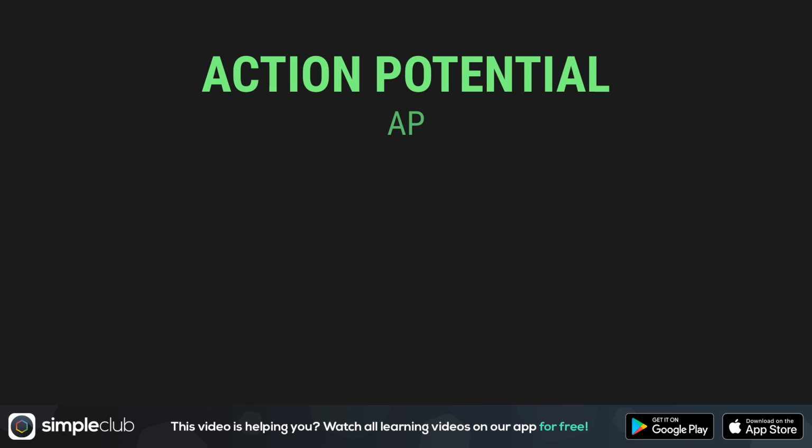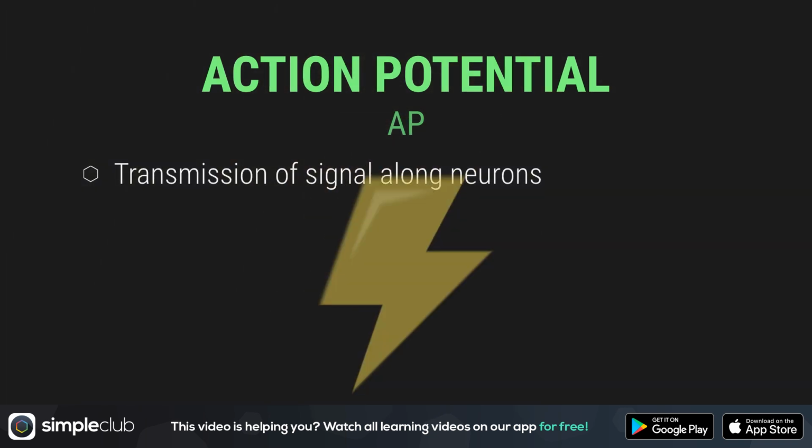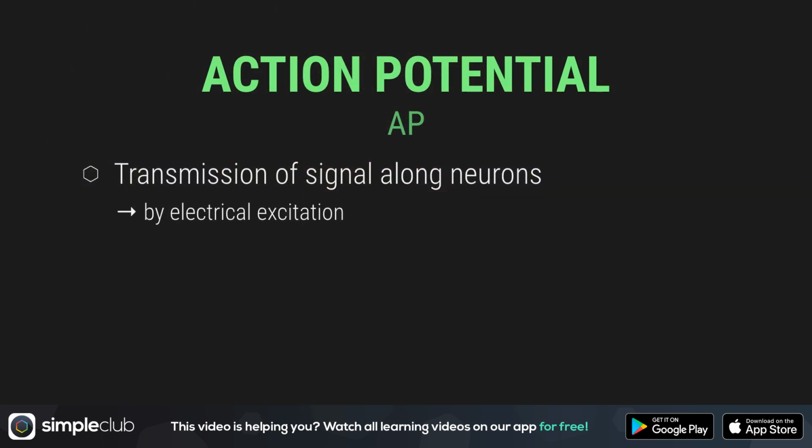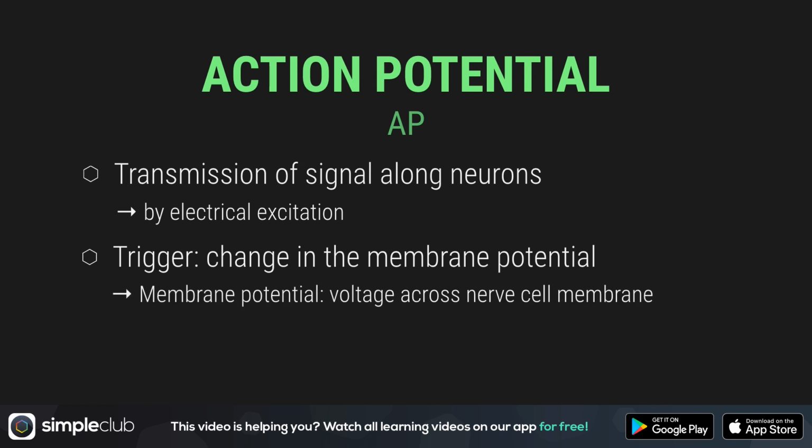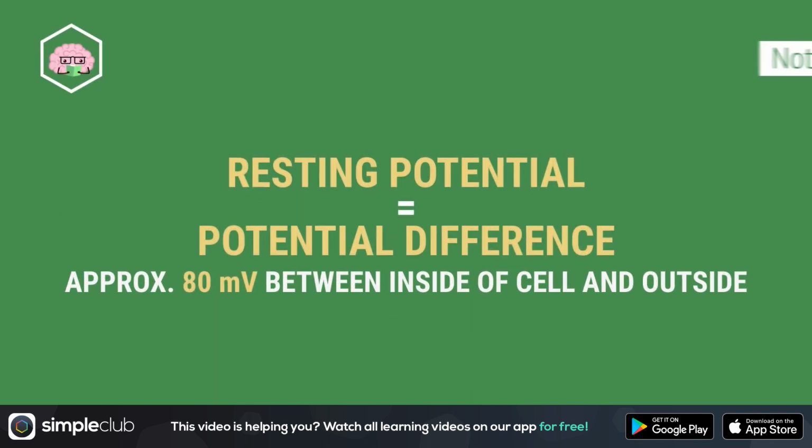Signals are transmitted through nerve cells by the AP, more precisely by electrical excitation. These excitations are caused by a change in the membrane potential. The membrane potential is the voltage across the nerve cell membrane, in case you forgot. For this to happen, a resting potential must first be present in the nerve cell. This means there is a potential difference between the inside of the cell and its environment, which is around -80 to -70 mV. It is negative inside the cell and positive outside.